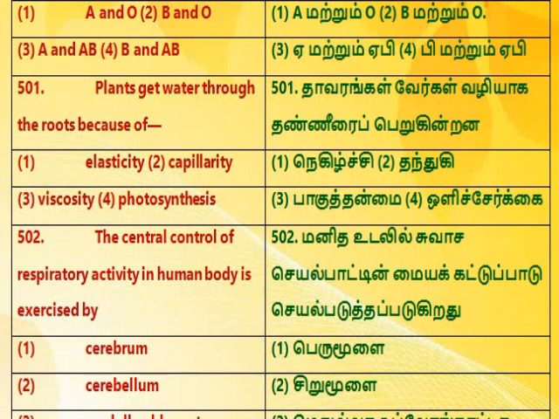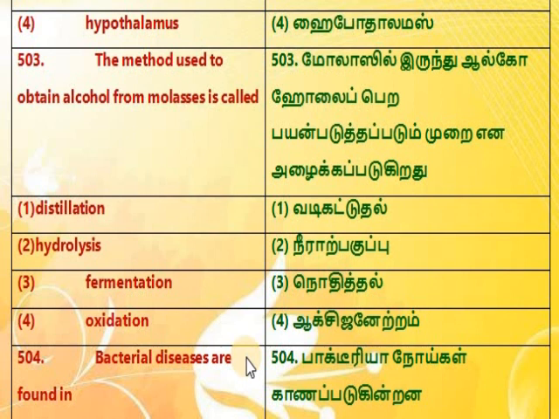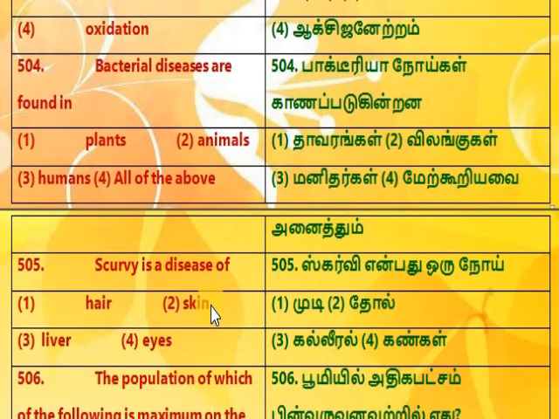501. Plants get water through the roots because of: 1. Elasticity. 2. Capillarity. 3. Viscosity. 4. Photosynthesis. 502. The central control of respiratory activity in the human body is exercised by: 1. Cerebrum. 2. Cerebellum. 3. Medulla oblongata. 4. Hypothalamus. 503. The method used to obtain alcohol from molasses is called: 1. Distillation. 2. Hydrolysis. 3. Fermentation. 4. Oxidation. 504. Bacterial diseases are found in: 1. Plants. 2. Animals. 3. Humans. 4. All of the above.